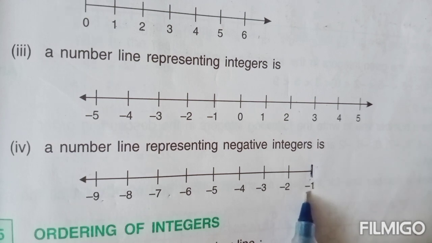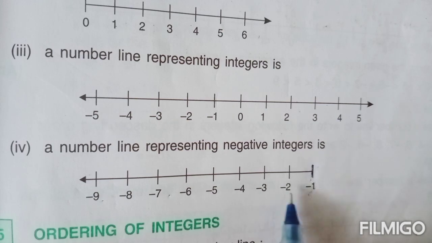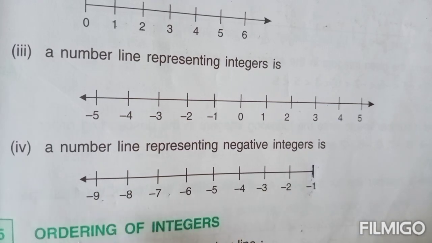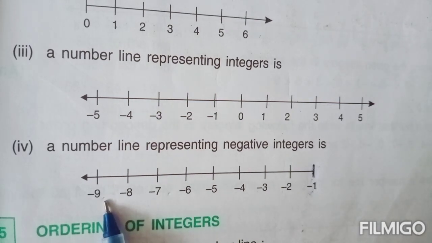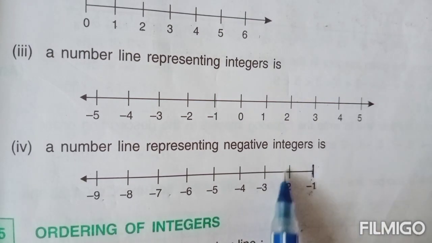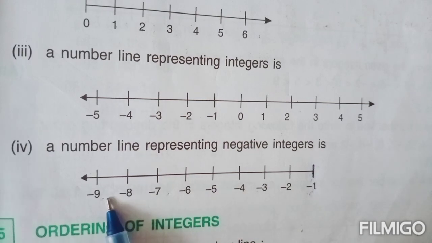Now towards the left of -1 you can mark the other negative integers. -1, -2, -3, -4, -5, -6, -7, etc. You can mark towards the left of -1. The remaining negative integers should be marked on the left side of -1. At equal distances you can mark the other negative integers.